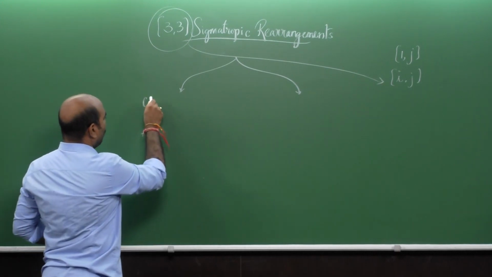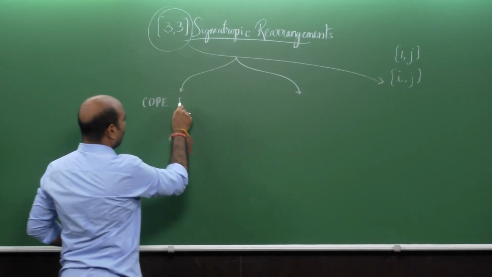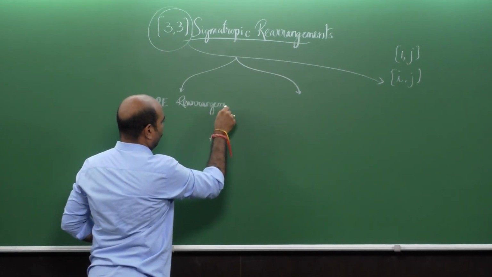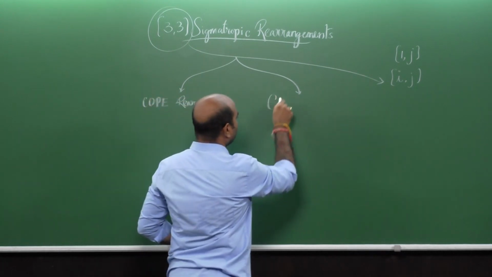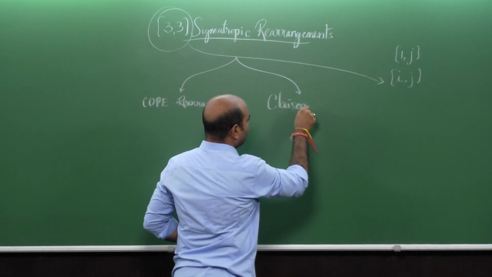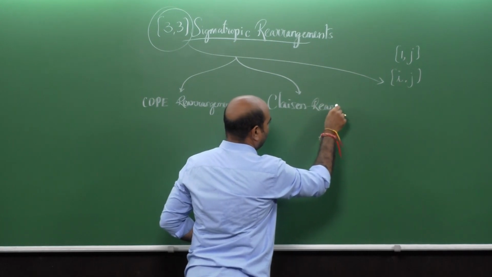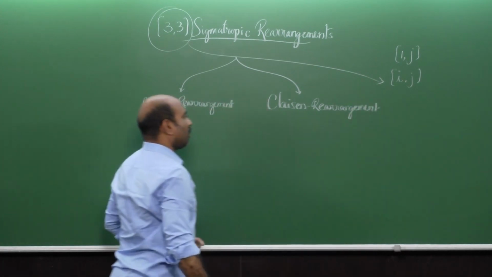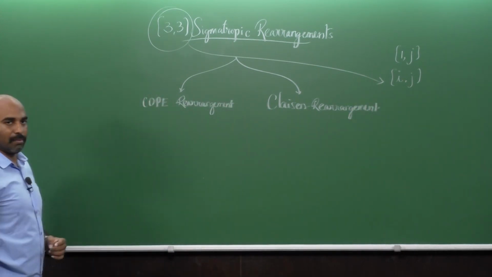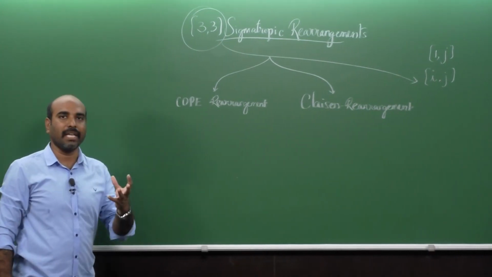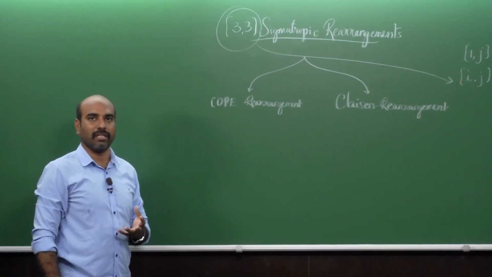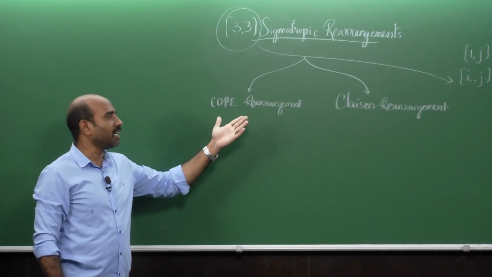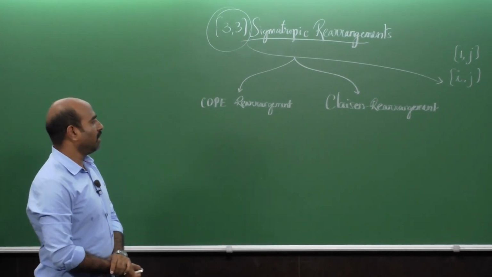One is Cope rearrangement and the other is Claisen rearrangement. Of course both of them involve the 3,3 sigmatropic rearrangement, but depending upon the type of molecule involved in the rearrangement, they are categorized as two different types. One is the Cope type of rearrangement and the other is the Claisen type of rearrangement.